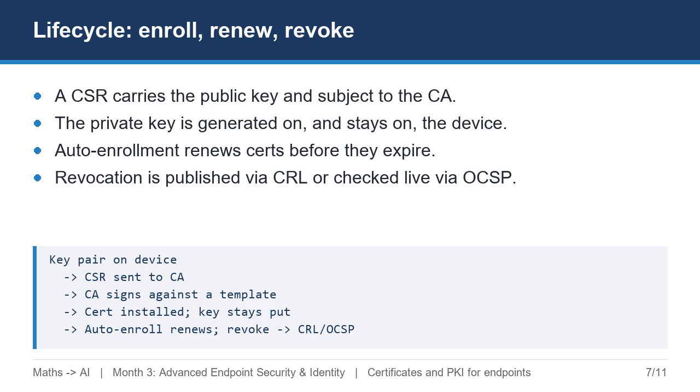Certificates have a lifecycle. They begin with a certificate signing request, a CSR. The device generates a key pair, keeps the private key, and sends only the public key and subject to the CA. The CA issues against a template, and the cert is installed. Auto-enrollment quietly renews it before the not after date. And when a certificate must be killed early, it's revoked. Relying parties learn that either from a periodically published certificate revocation list, the CRL, or from a live OCSP lookup.